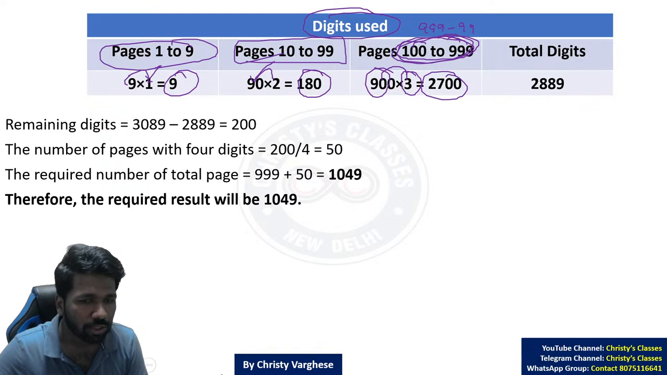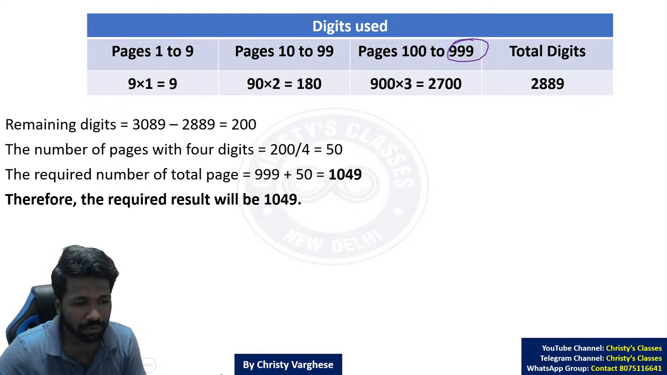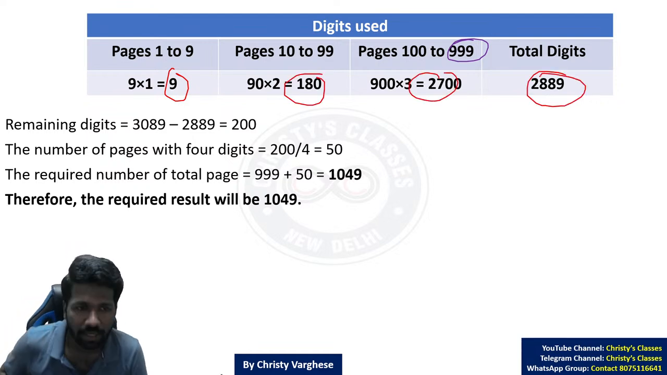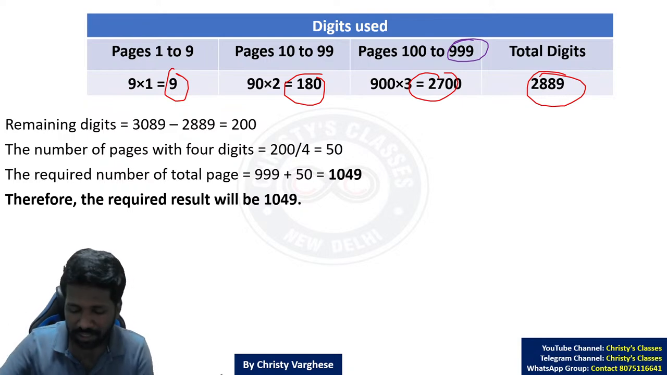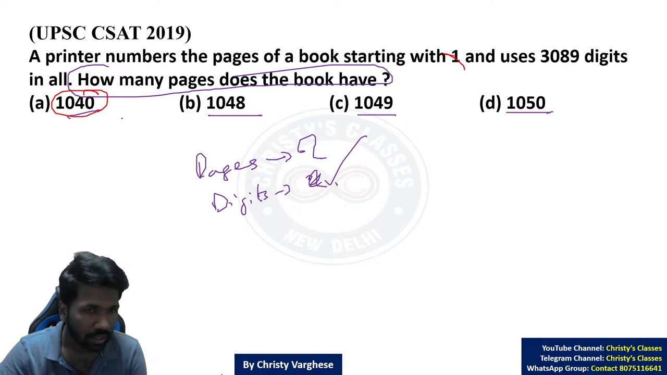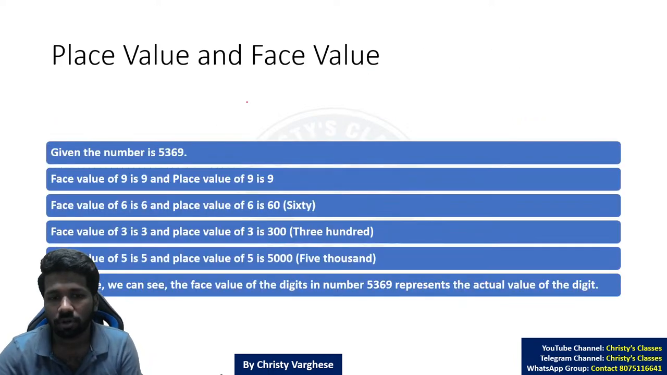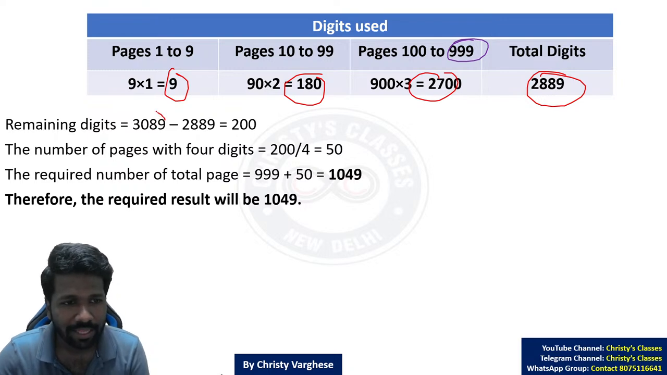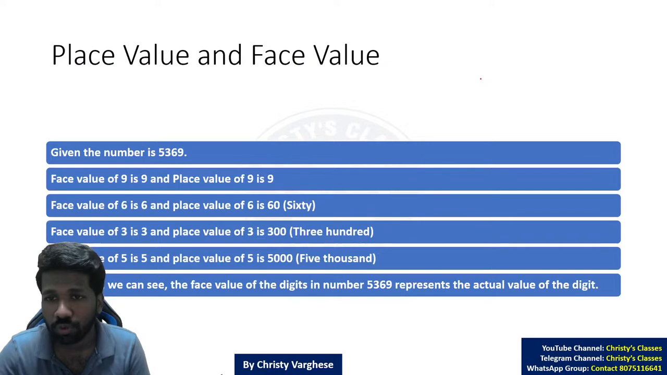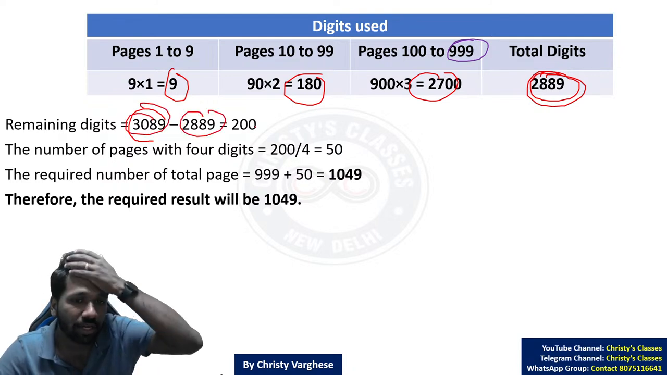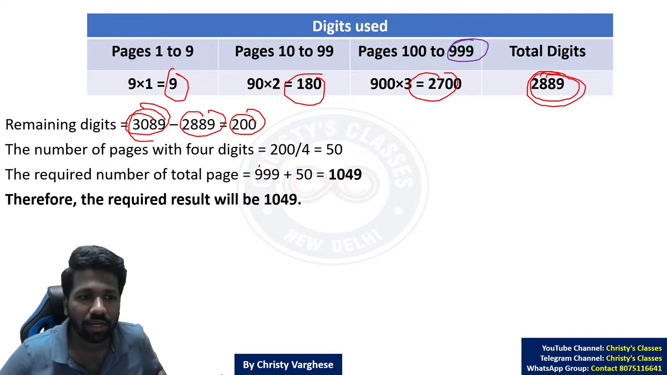If you count all the digits used till 999, I am stopping at 999 because I don't know where we have to continue the 4-digit numbers. So I add all these digits, 9, 180 and 2700, and I get 2889 digits in total. But there are 4-digit page numbers also. We already used 2889 digits. The question says that total 3089 digits are used. So the remaining digits, 3089 minus 2889, is 200.